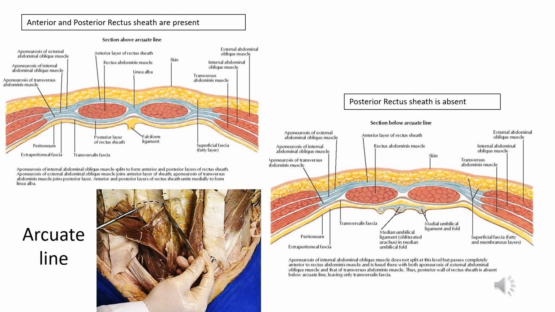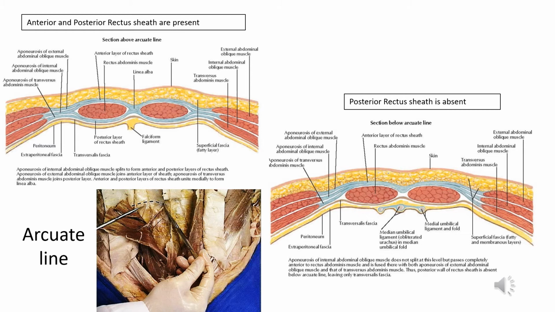This is a cross-section of abdominal wall above arcuate line, and this one is the section below arcuate line. Above the arcuate line, both anterior and posterior rectus sheaths are present. The anterior rectus sheath is formed by the aponeurosis of the external oblique muscle and internal oblique, whereas the posterior rectus sheath is formed by the aponeurosis of the internal oblique and transversus abdominis muscles.